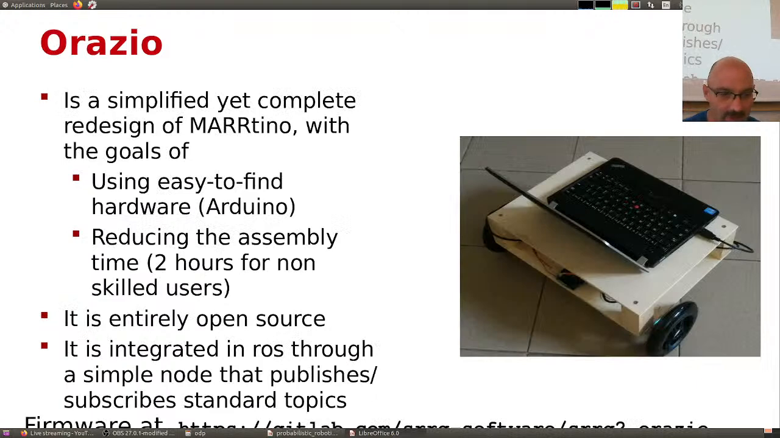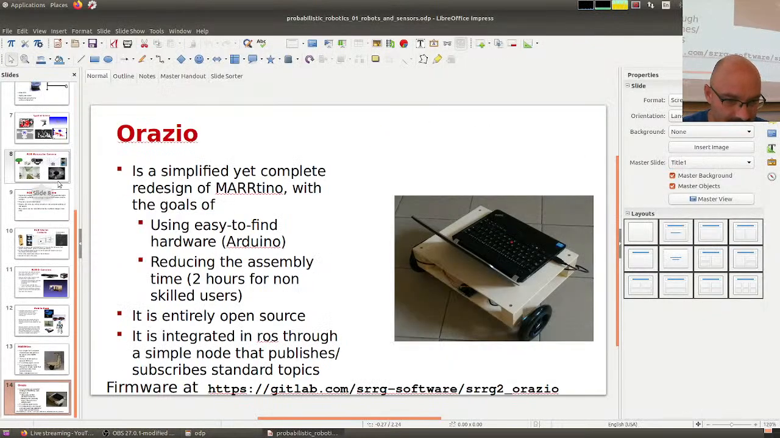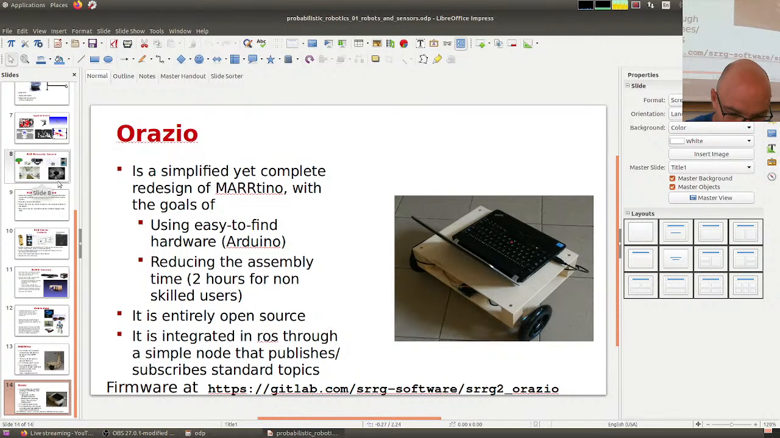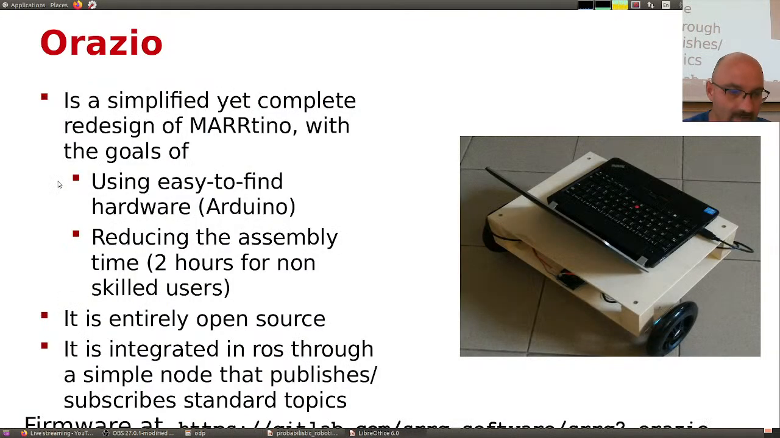I'm sorry, I don't know how to remove this slide, this Shift F5. No, nothing. I mean, you will read the link on the slides.